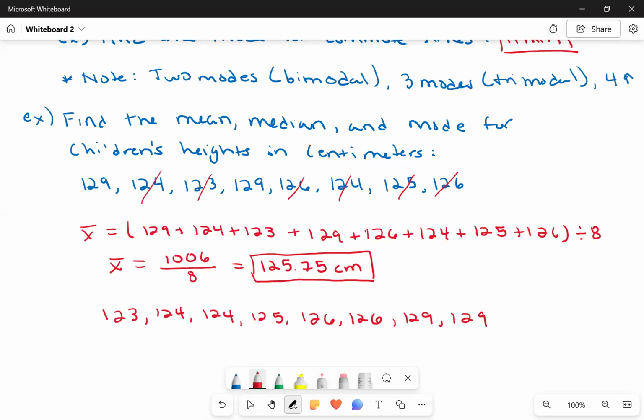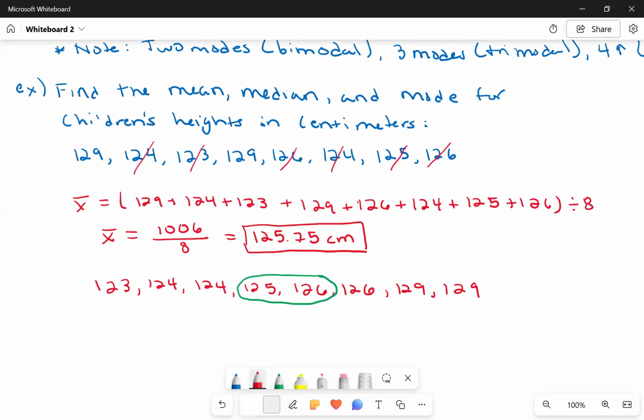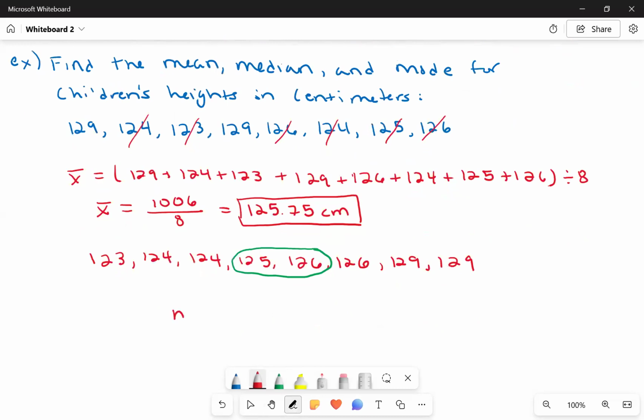Okay, now this one, 1, 2, 3, 4, 5, 6, 7, 8. Okay, good, I got them all. Is an even number. Therefore, it's the middle two I'm going to look at, which is these two, 125, 126. So to find the median, I'm going to go ahead and add them together and divide by 2. 125 plus 126 divided by 2. And that comes out to 125.5 centimeters.